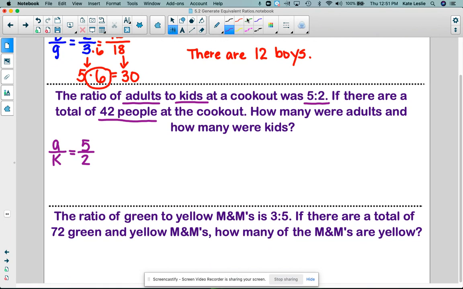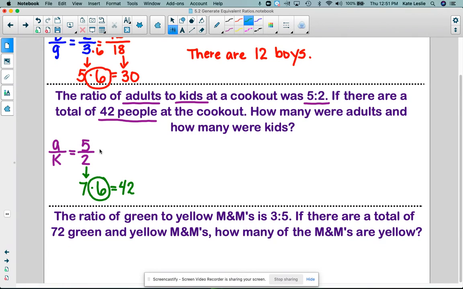What we need to do is figure out how many total people I have right here. So if I have 5 adults and 2 kids, that's a total of 7 people. And I know that 7 times 6 equals 42, which is what I want it to equal. Now, I know the last one was times 6 and this one's times 6. That just is a coincidence. It will not always be times 6. Let me be clear about that.